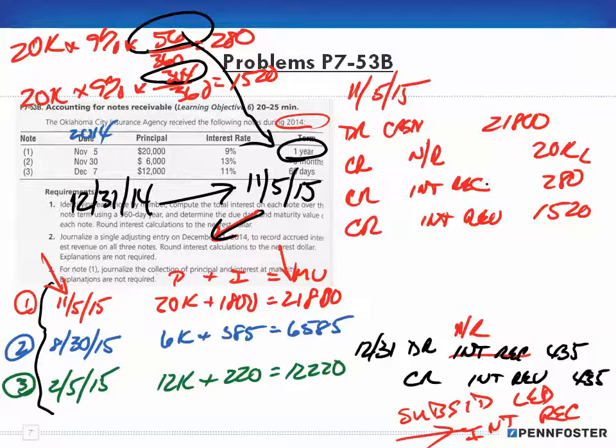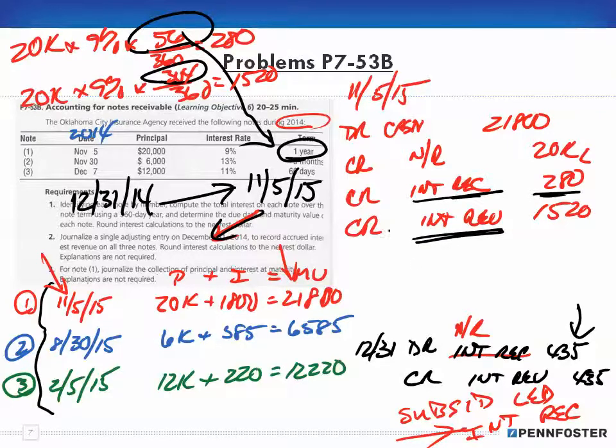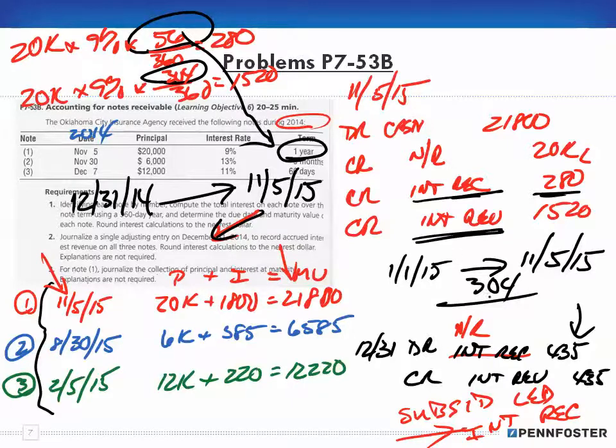So knowing that, yes, our interest receivable of 280, which was part of the entry we made for number 2, we're reducing that to 0 because it's being paid off. But we have to record the interest revenue for the entire period from 1/1/2015 all the way to 11/5/2015, and that's 304 days, using the ordinary method of 360 days. And so we have to record the interest revenue, which ends up being 1520 for that period of time.